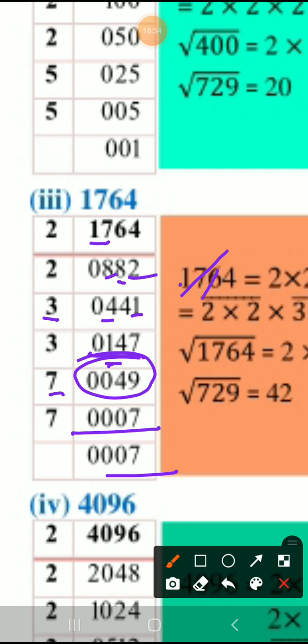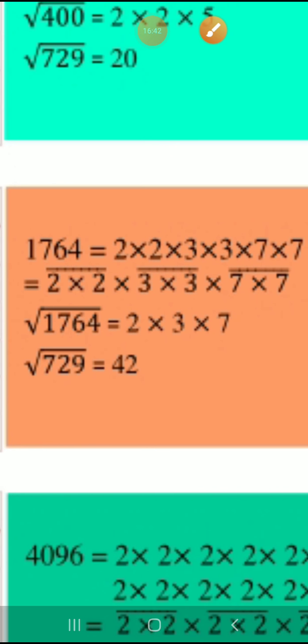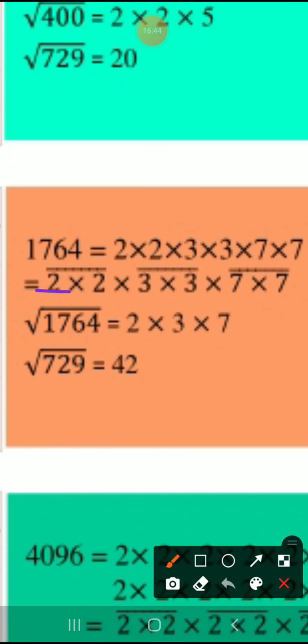are 7. So here 3 pairs are there: 2 into 2, 3 into 3, 7 into 7, as you can see here, right? 2 2s are 4, 3 3s are 9, 7 7s are 49, correct? So next we extract one number from that. So one number is what? That is 2 into 3 into 7.